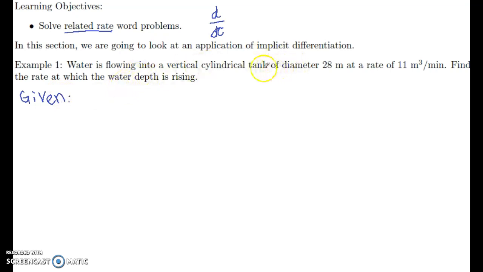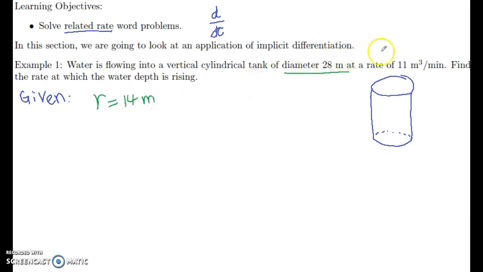So we know that it's a cylindrical tank. You can draw a picture. So this is the object that we are referring to. We know the diameter is 28 meters, and we usually want to know the radius instead of the diameter. So the radius in this case is 14 meters. It's half of the diameter.